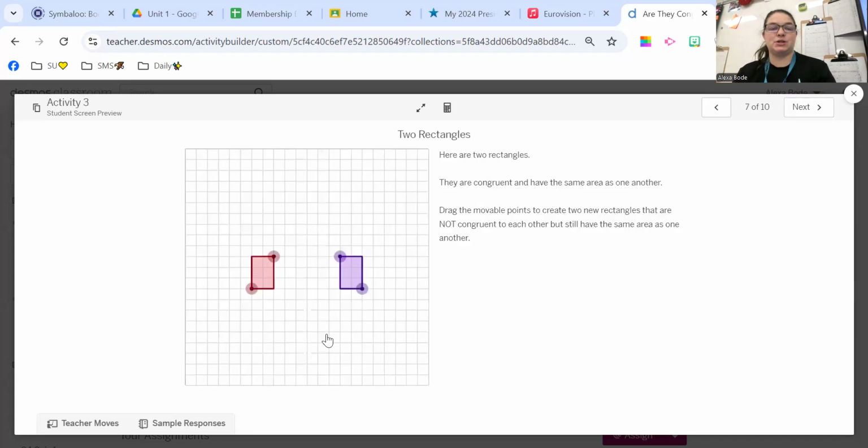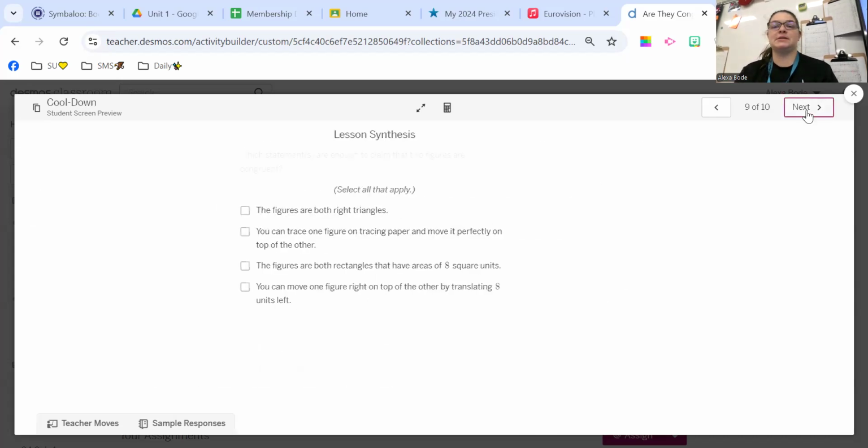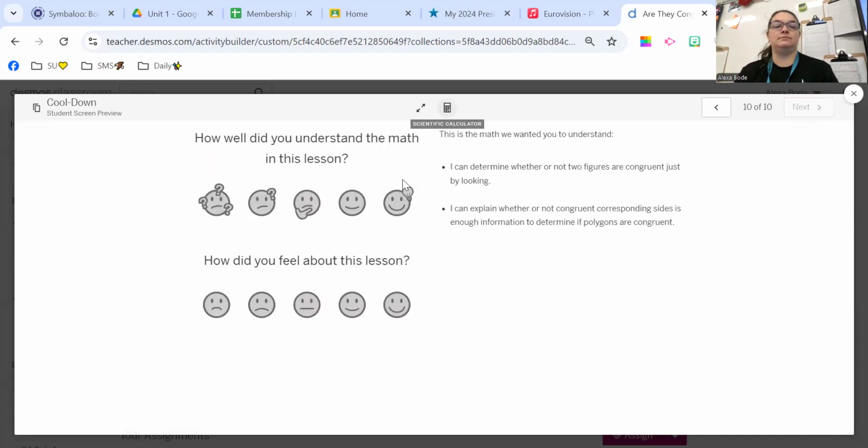This one here, y'all can skip this one. Y'all can skip this one. Then you'll listen to the synthesis, and then your cool down. And then just like last week, if we got to it last week, because I'm doing this on Wednesday, tell me how well you understood this math lesson.